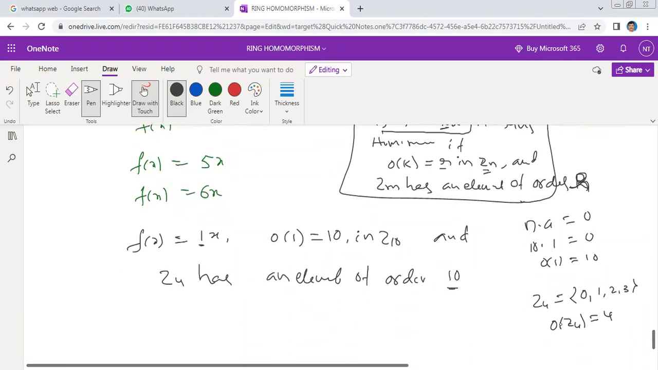No. Group Z4 order is 4. Is there any element of Z4 order is 10? Is it possible? No, sir. Group order కంటే ఎలిమెంట్స్ ఆర్డర్ మించి ఉండడానికి ఛాన్స్ లేదండి. ఎందుకంటే మనకు element order divides group order అని ఒక థీరం ఉంది. సో గ్రూప్ ఆర్డర్ ఇస్ 4, ఎలిమెంట్ ఆర్డర్ 4 కంటే ఎక్కువ ఉండడానికి ఛాన్స్ లేదు. సో అప్పుడు నేను ఏమనాలి? And Z4 has no element of order 10. So f of x is equal to 1x is not a ring homomorphism.